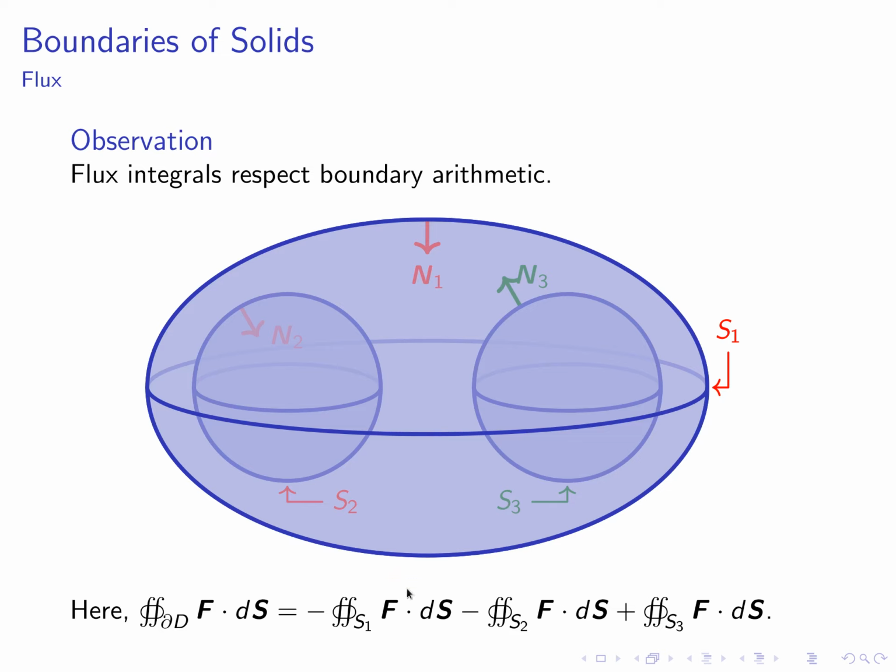So again, there are typos here. I should have colored N2 in green and N3 in red. And then the correct way to read this line would be that the flux over the boundary of this domain would be negative flux integral over S1 plus the flux integral over S2 minus the flux integral over S3. I'll correct that in the slides, and so you should check that when you read over your slides.